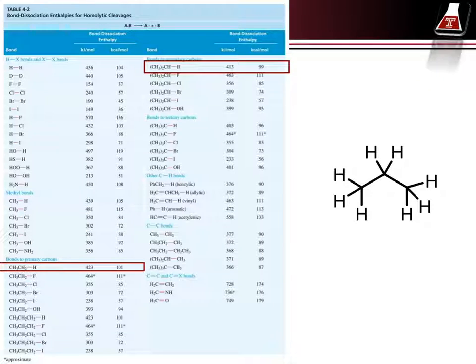Okay, so bond dissociation enthalpies. We have our chart here. Highlighted down here, we have our 101 kilocalories per mole for a primary CH bond. Okay, to break that homolytically, it's going to take 101 kilocalories per mole. Here we have a secondary carbon on a hydrocarbon, the 99 shown here, so it takes a little bit less energy. It takes a little less energy to break that bond because a secondary radical is slightly lower in energy. It's like lower hanging fruit, okay? Or a lower hanging stair. It takes less energy to climb up to a lower stair than a higher stair.